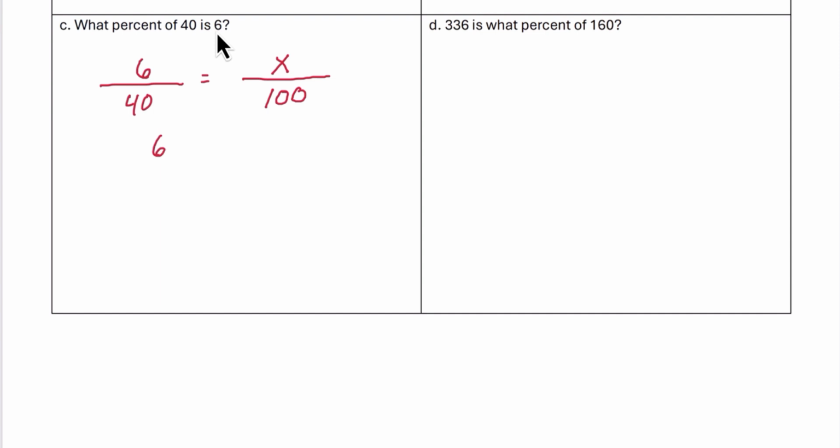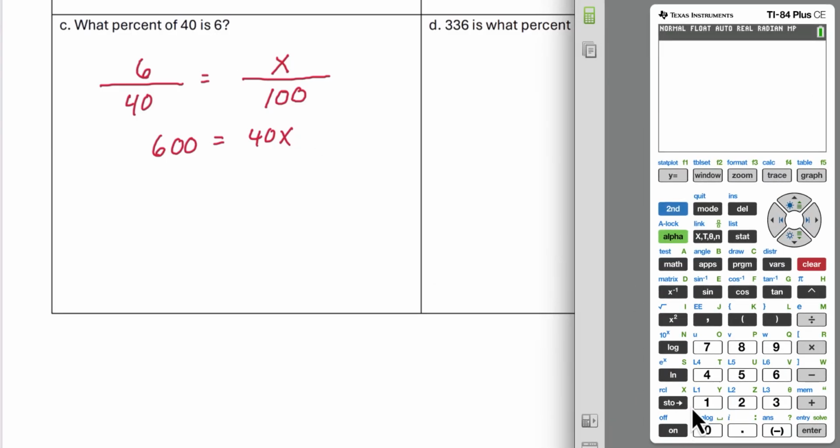Cross multiply. 6 times 100 is 600. That equals 40x. And then we'll divide both sides by 40 to isolate the x. 600 divided by 40 gives us 15.